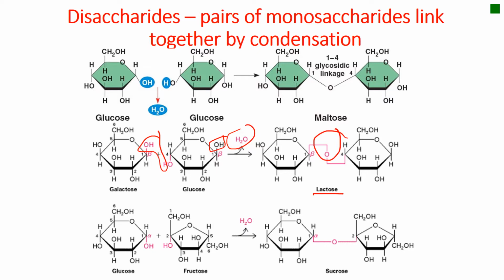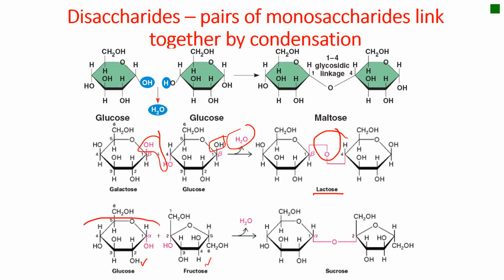Lactose is a disaccharide. Do you know where lactose exists? From its name, lactose has something to do with milk. It is the sugar in milk. Next, we also have glucose combined with fructose. Fructose is a simple sugar or monosaccharide found in fruits.